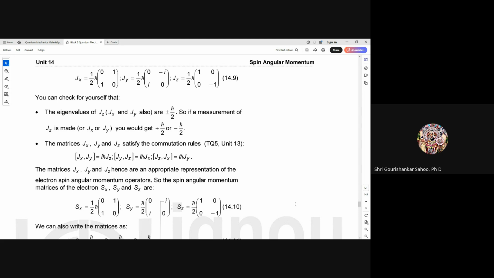The matrices Jx, Jy and Jz satisfy the commutation rules as shown on the screen. Jx, Jy commutator will give you Jz with a coefficient i h cross. So the matrices Jx, Jy and Jz are an appropriate representation of the electron spin angular momentum operator, and you can write the spin matrices of the electron as Sx equal to half h cross in matrix 0, 1, 1, 0. Sy is equal to half h cross in matrix 0, minus i, i, 0, and Sz can be written as h cross by 2, 1, 0, 0, minus 1 in matrix form.